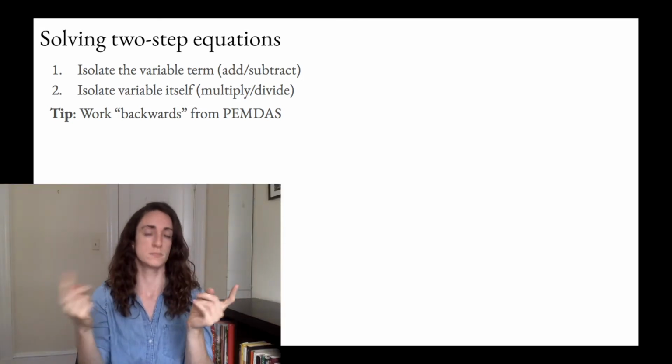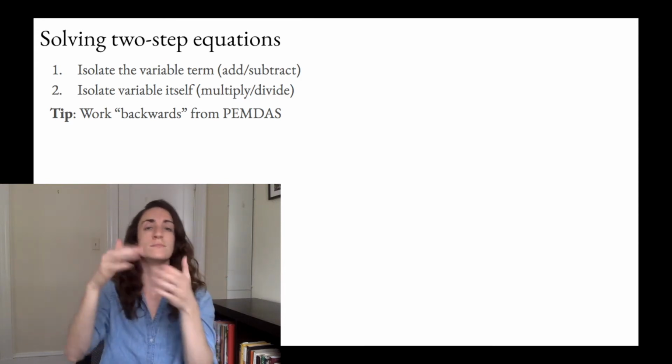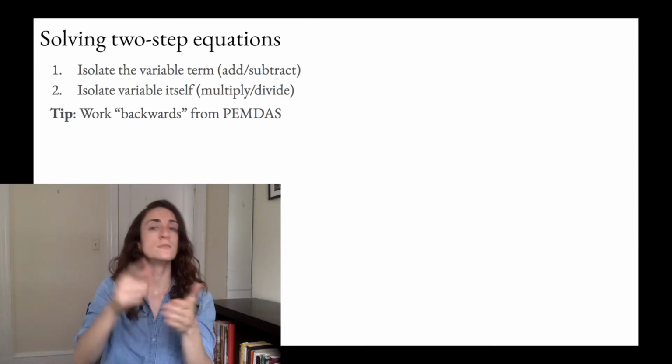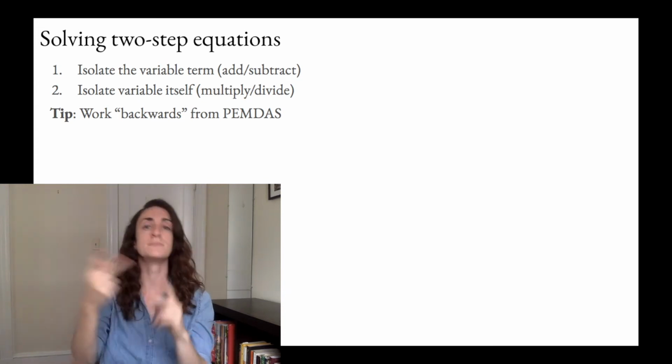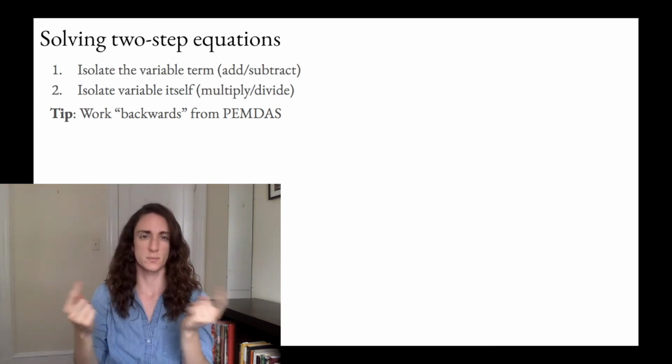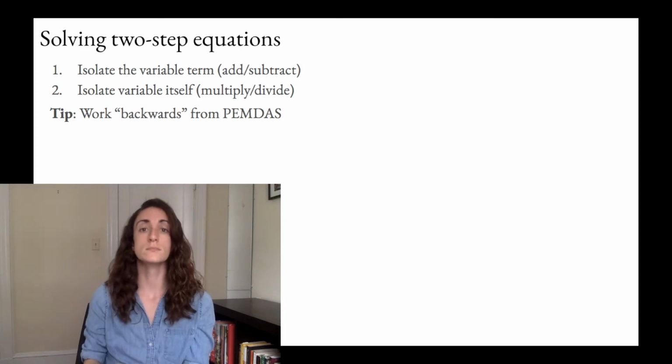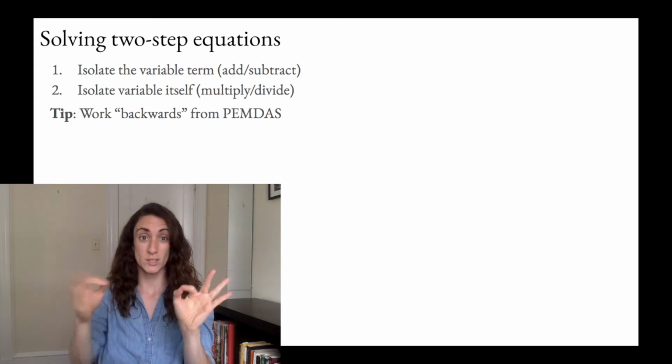Remember that when we solve equations, we want to do opposite operations. So if you see addition, you'll subtract, and if you see subtraction, you'll add. If you see multiplication, you'll divide, and if you see division, you'll multiply. Those inverse operations are what will help us undo everything and isolate the variable.